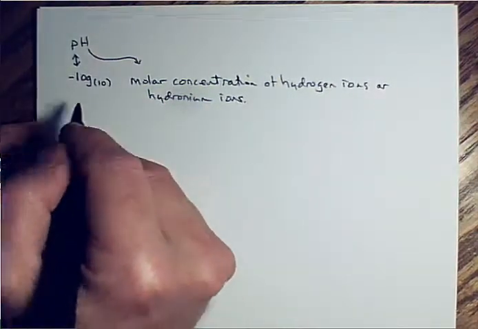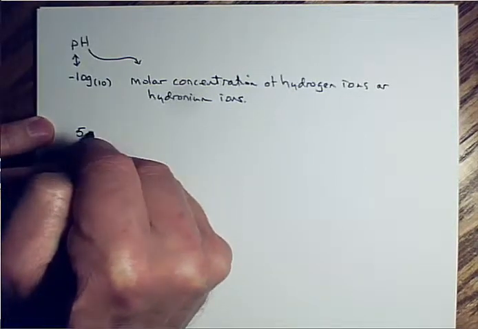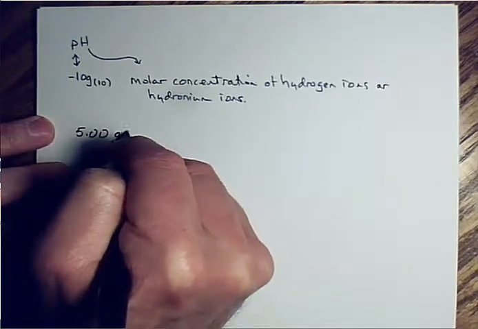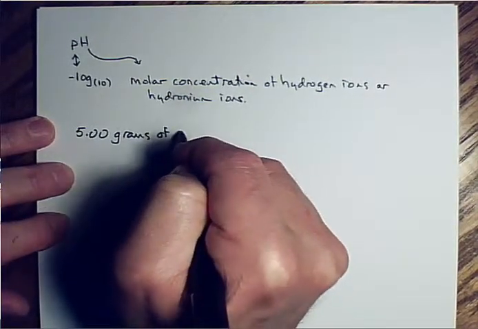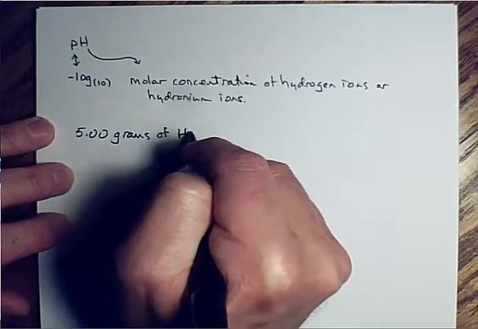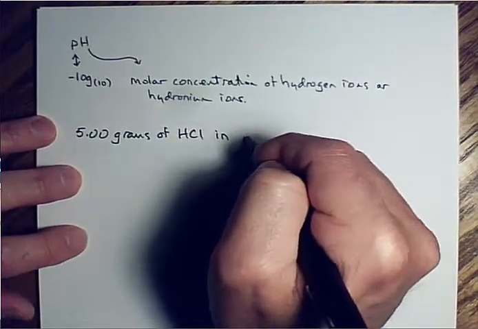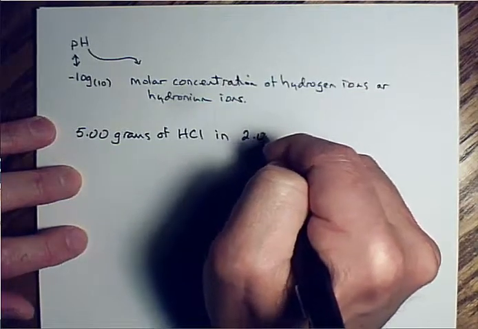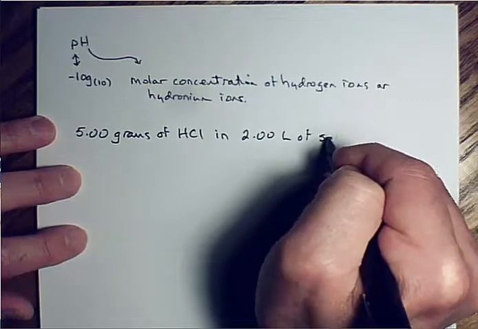So, let's say I have 5.00 grams of, well, since we're using hydrochloric acid, let's talk about hydrochloric acid, HCl. And let's just say I have 2.00 liters of solution.